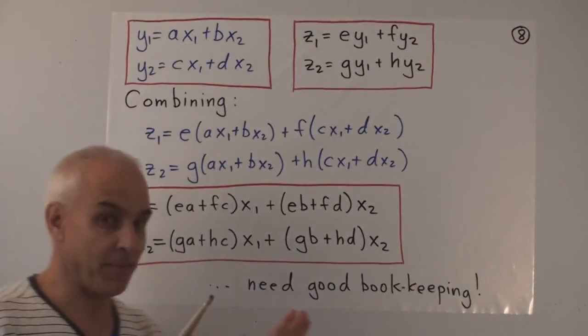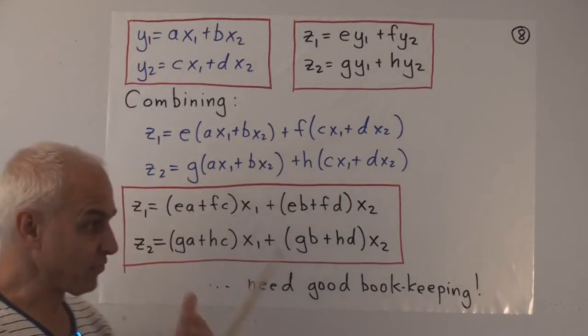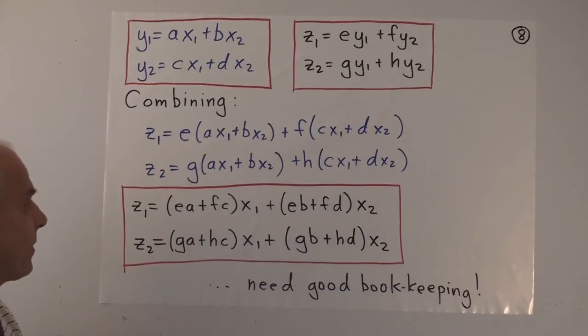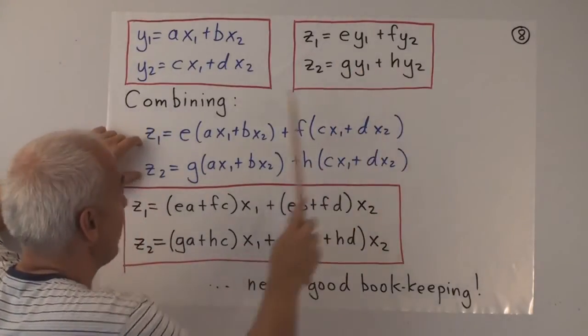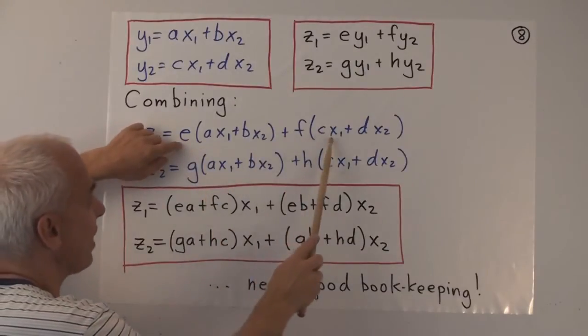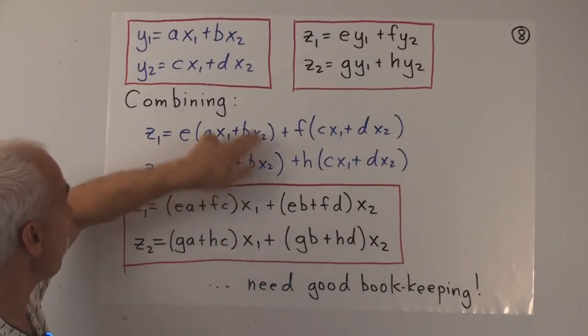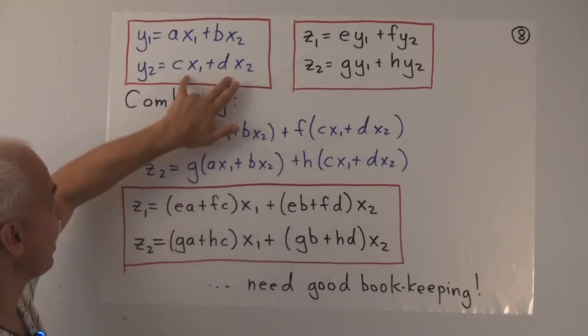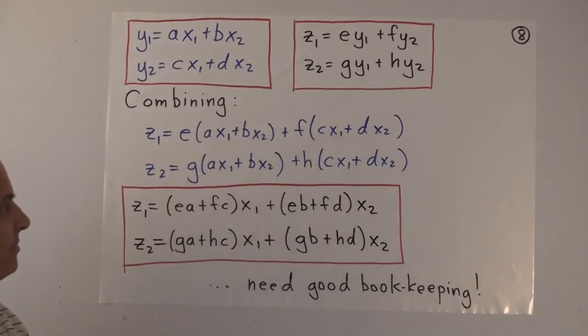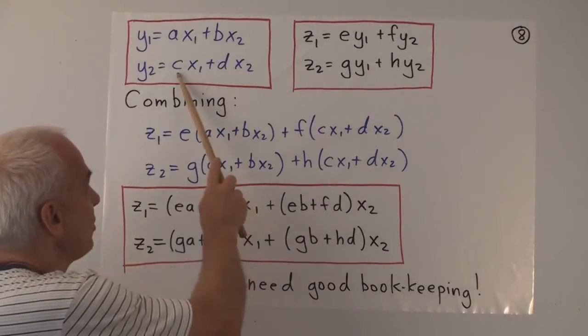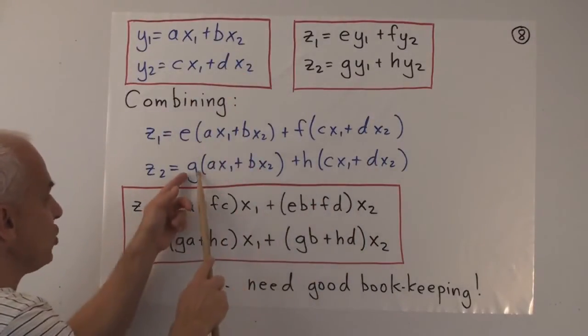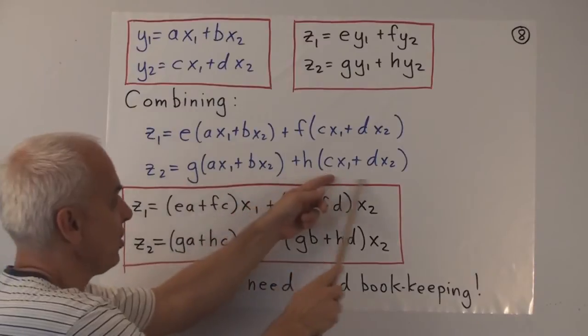Well, we do exactly the same thing that we've already done, except we have to work with these letters. So here are z1 and z2. We're just basically going to repeat this, e times y1 plus f times y2, where we're replacing the y1 with this expression and replacing the y2 with this expression. And z2 is g times y1 plus h times y2, again replacing there g y1 plus h y2.